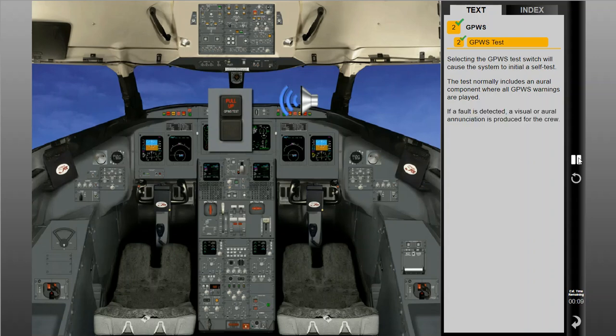If a fault is detected, a visual or aural annunciation is produced for the crew. GPWS inop.